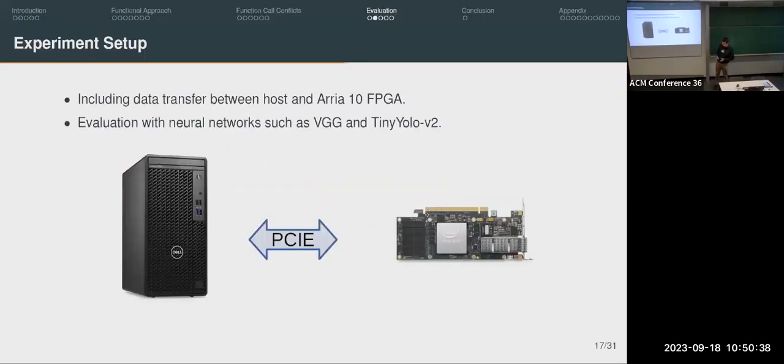So for our experiments, we have an Arria 10 FPGA, and it is connected to a host server by PCI Express. We consider the data transfer time across this interface. And here we use VGG and TinyYOLO as an example because they provide different sizes for different layers. So for some layers, they are very wide, and some layers, they are very deep. So it's a good example to show how we can do exploration.